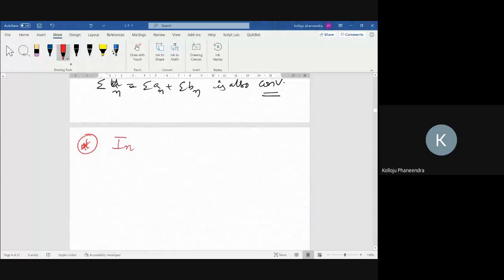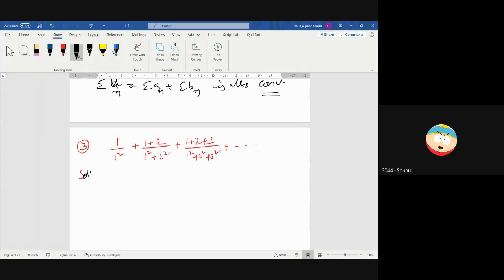1 upon 1 square plus 1 plus 2 upon 1 square plus 2 square plus 1 plus 2 plus 3, right? Yes, sir. Okay, I'm solving.